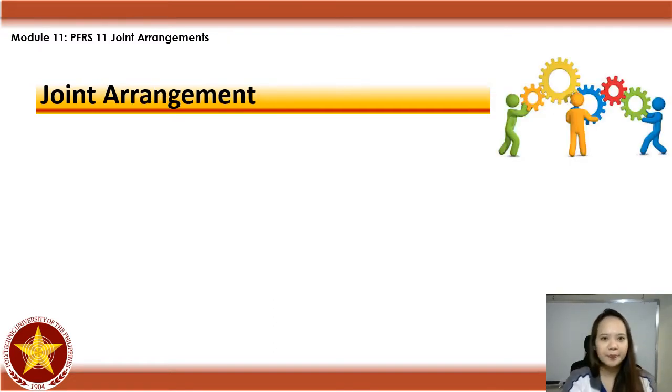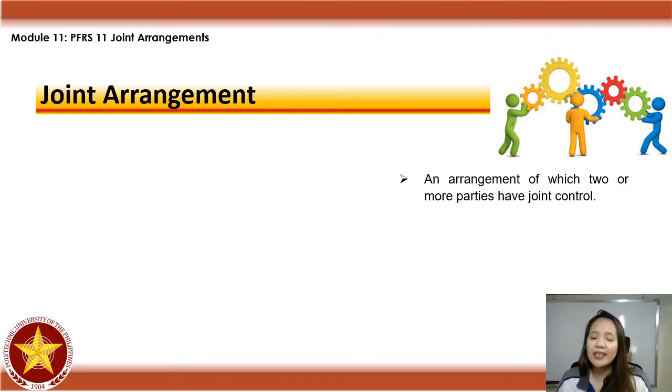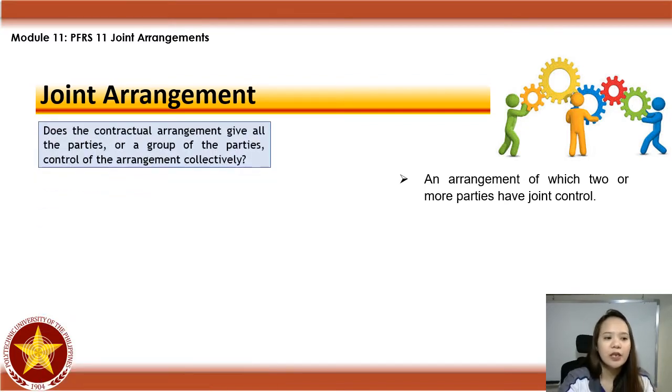Okay, next. Joint arrangement. Now, a joint arrangement is an arrangement of which two or more parties have joint control. So, pwedeng 3, pwedeng 4, pwedeng 5, basta two or more parties have joint control. So, dapat meron kang sharing of control and unanimous consent doon sa two or more parties. So, para malaman mo kung within the scope of PFRS 11 siya, tingnan mo, does the contractual arrangement give all the parties or group of parties control collectively?